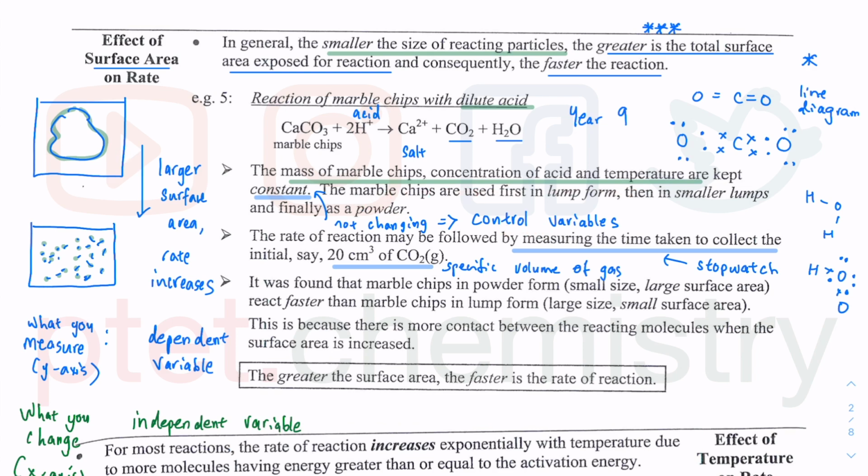As I said, the rate of reaction is going to be faster with the larger surface area. As a result of the smaller size of the reacting particles, you expose more of the reacting particles for reaction, and therefore you get a faster reaction. In general, the greater the surface area, the faster the rate of reaction. Just don't get confused. When your particle size is smaller, you actually have a greater total surface area exposed for reaction. Therefore, you have a faster reaction.